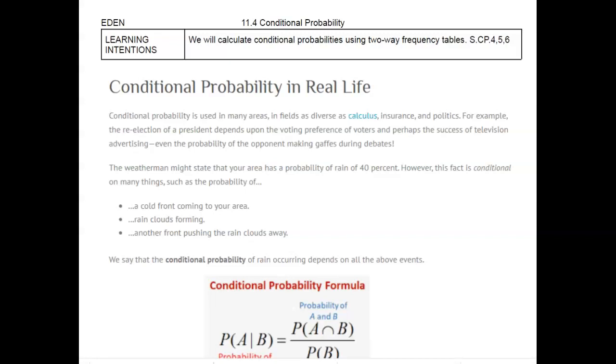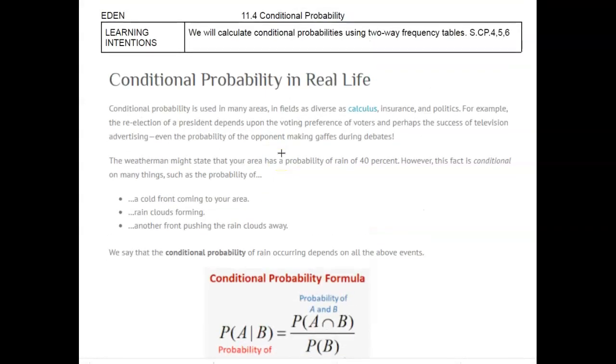Okay, so 11.4 is called conditional probability, and it kind of actually is the way it sounds. The easiest way to calculate conditional probability is using a two-way frequency table, and this will typically be filled out for you, and then you just have to know what you're looking for and how to find it.